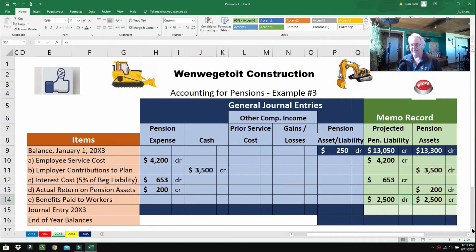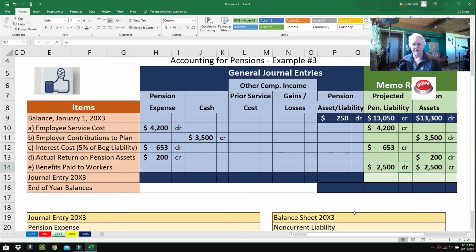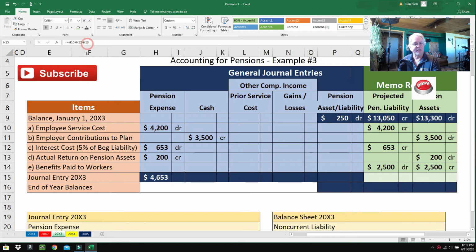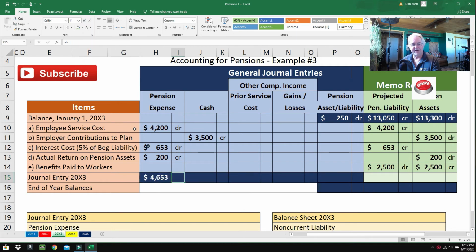End of year balances. So we need to figure out, well, what's the journal entry here? Journal entry 2003. So what we have to do is add up the column for pension expense. So we've got a $4,200 debit, a $653 debit. We're going to add those two together, but we have a $200 credit, which we must subtract. So that will turn out to be $4,653, and it will end up being a debit.